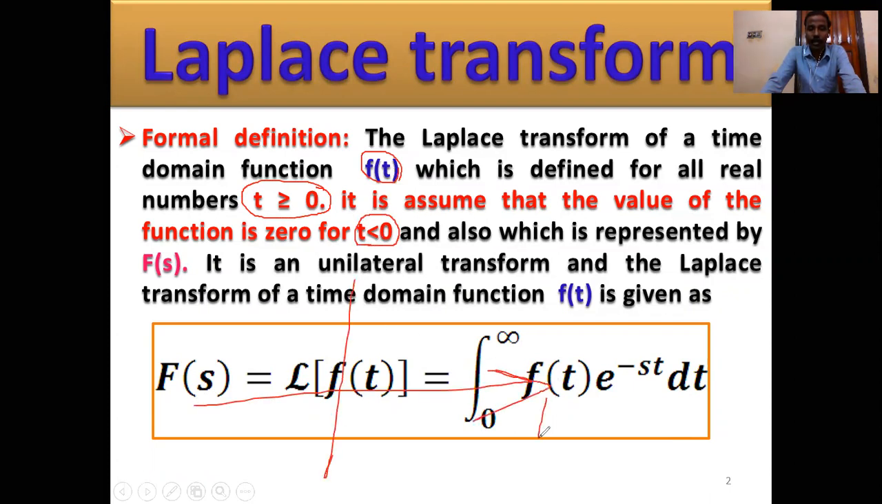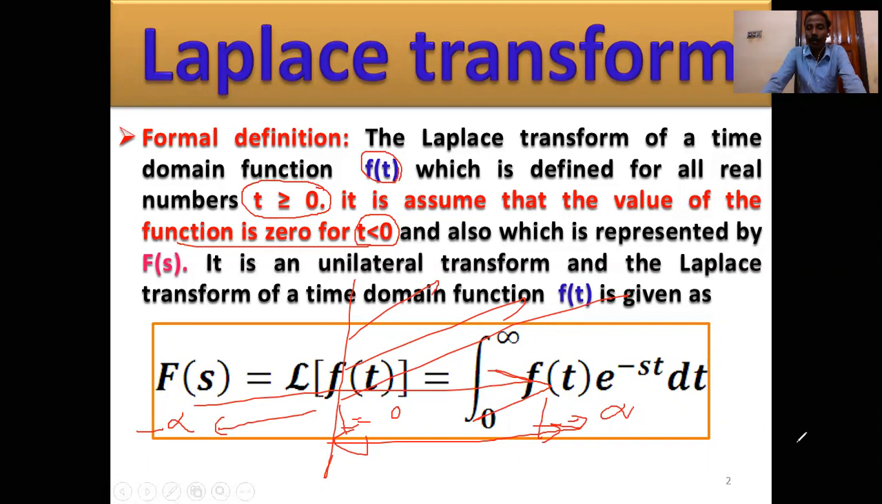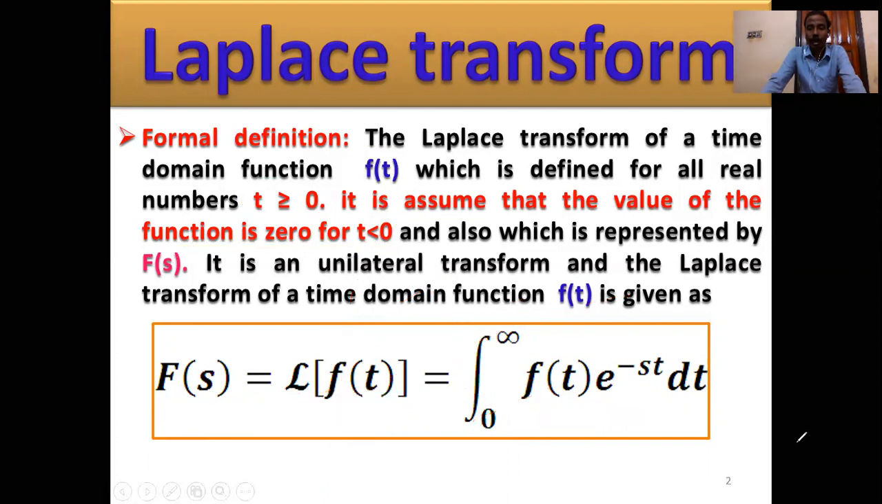If we consider this line as t tends to infinity, and this is the origin, t equals 0, then the function is defined over 0 to infinity. But for t less than 0, that means in this direction from 0 to minus infinity, the value of the function is 0. This is also unilateral because it is only 0 to infinity, not minus infinity to plus infinity. That's why this is a unilateral function.